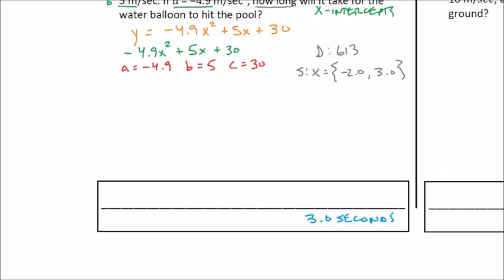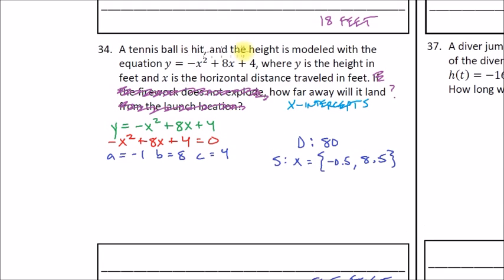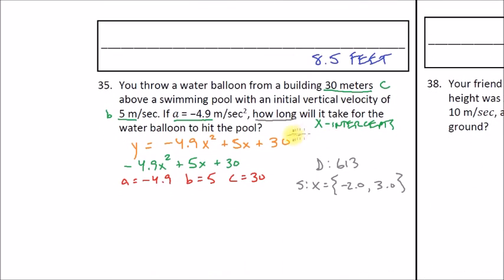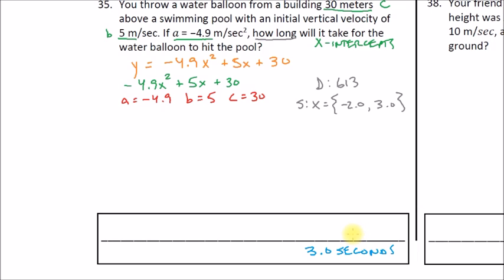I want you to see, class, the difference between these two questions. In this one, height is on the y-axis and horizontal distance traveled in feet is on the x-axis, so we're looking at how far away it lands. For number 35, you have to read the question. It's asking how long it will take for the water balloon to hit the pool, because it says you throw a water balloon 30 meters above a swimming pool with an initial vertical velocity. Notice that we're seeing seconds in our units, so we know that it's going to be showing time on the x-axis. There are your final solutions, and you need to write your answer as a complete sentence. I'll stop the video and we'll start back up again on number 36.